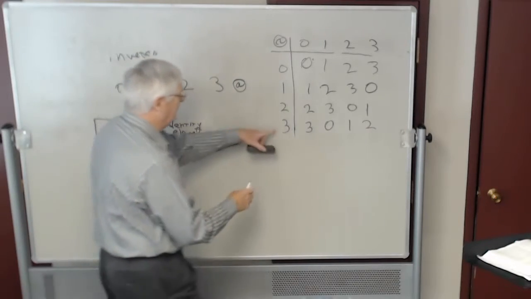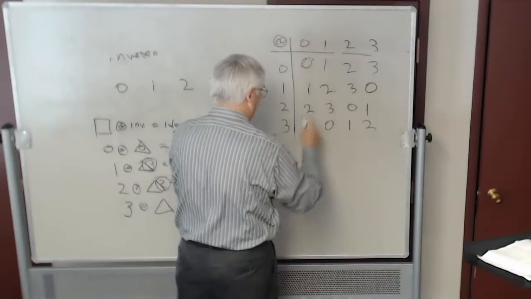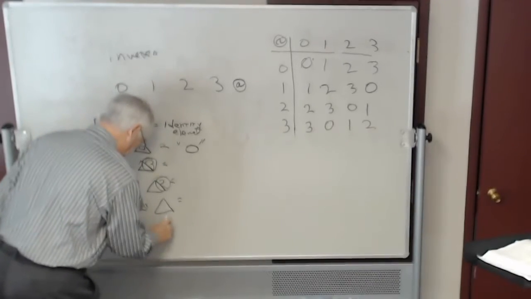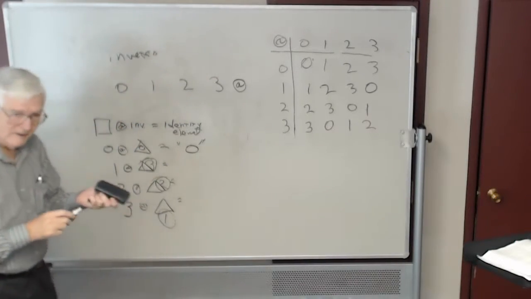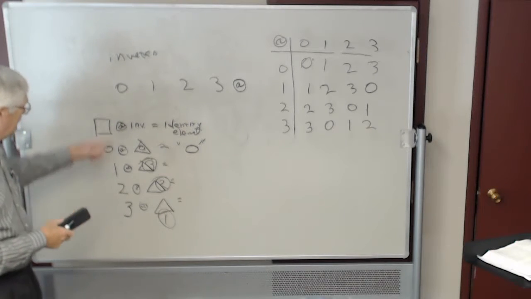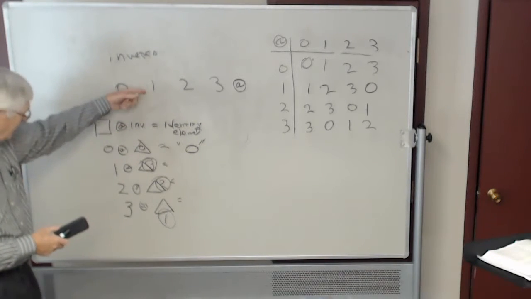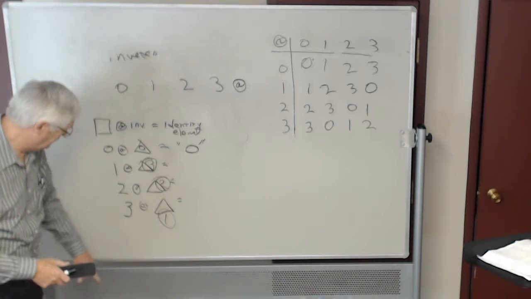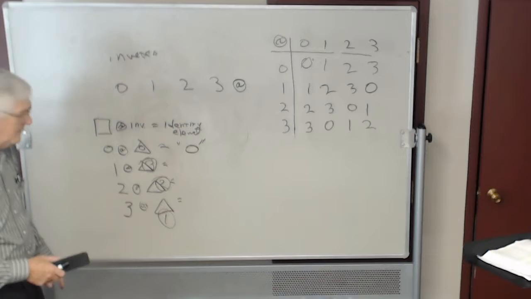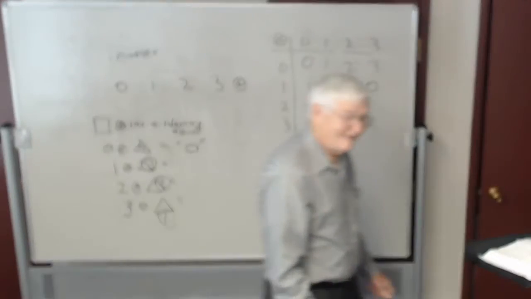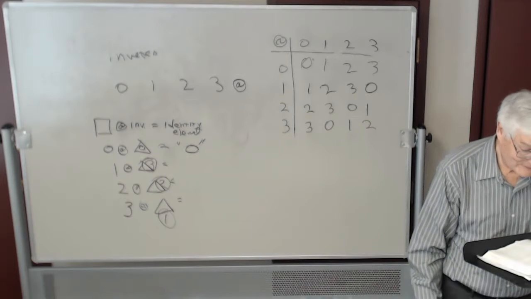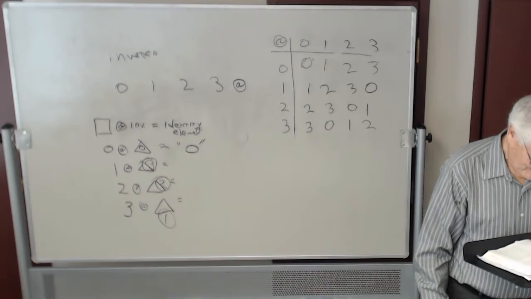3 at what number equals 0? 1. Everybody follow what's going on? I just found the inverse. For 0, it's 0. For 1, it's 3. For 2, it's 2. And for 3, it's 1. We're going, yeah, I'm starting to register this stuff. Okay.